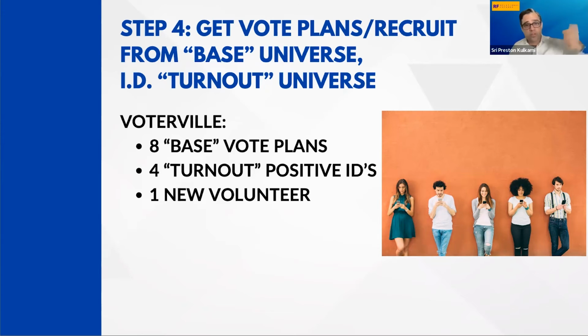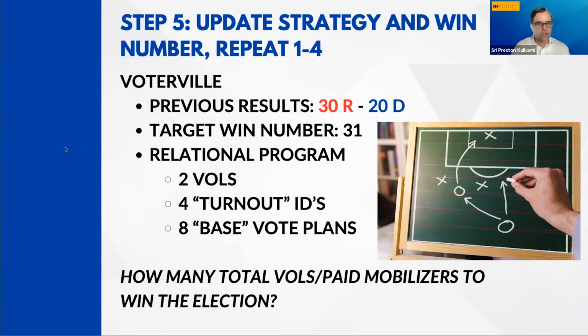And then once you figure out who are the people that you need to turn out, who are your base, and you recruit your volunteers, that's when you can go back and start to look at the overall strategy. So remember what I said, previous results, 30 Republicans, 20 Democrats. We're saying our target win number for this election is 31 votes. And we've laid out this relational program. We have 2 volunteers. We found 4 turnout IDs, positive IDs, and we have 8 base voters with vote plans, right? So we have a total of 12 votes there.